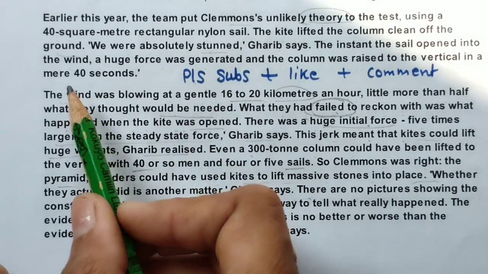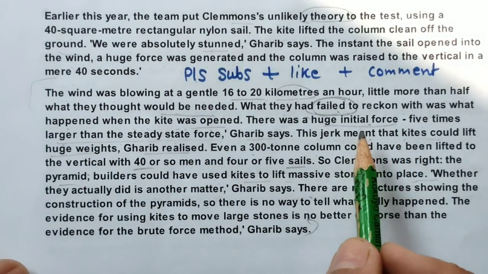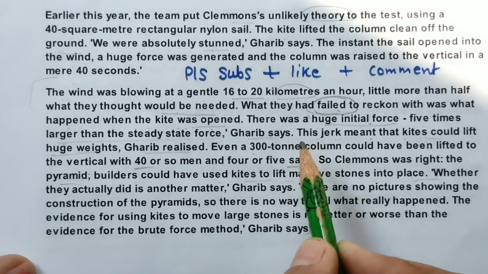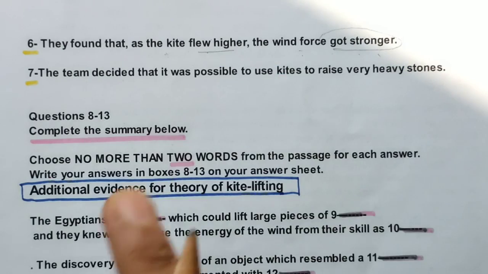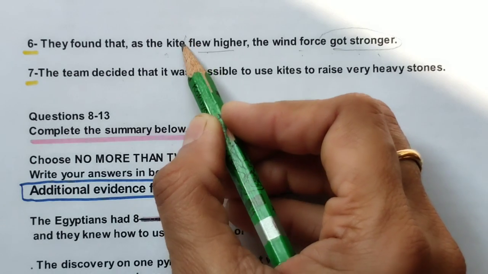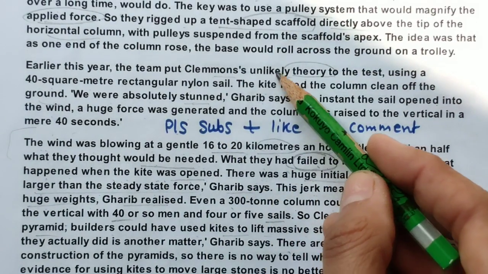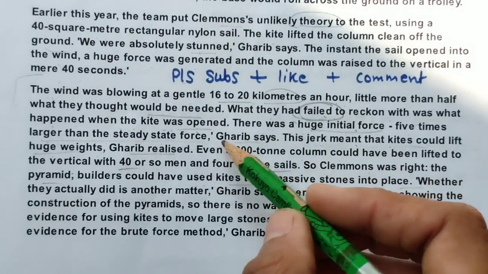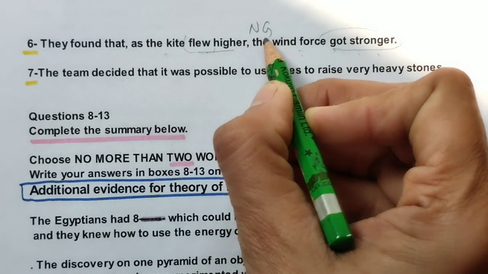You can read this paragraph and then try to find it. I am giving you 10 seconds, and you can pause the screen. In the reading passage, they are not talking about the kite flying higher and the wind getting stronger. They have not described it anywhere, not even when the kite was flying higher. So I will go with not given.